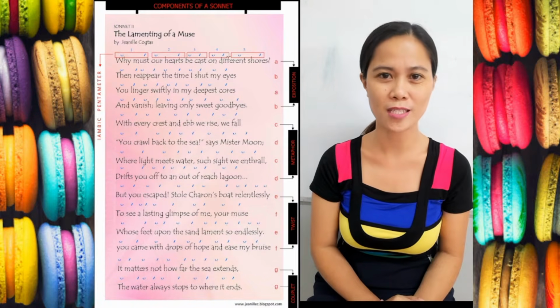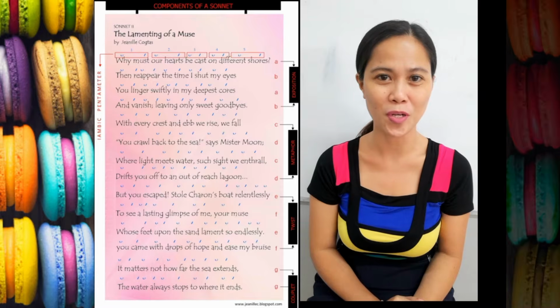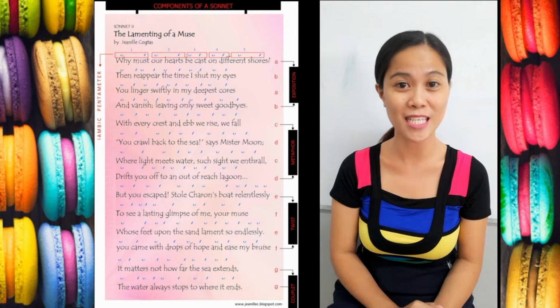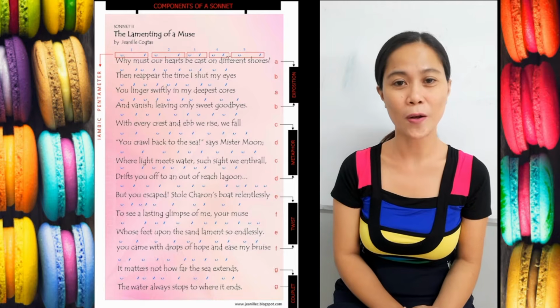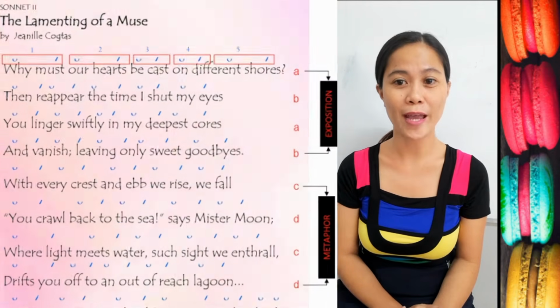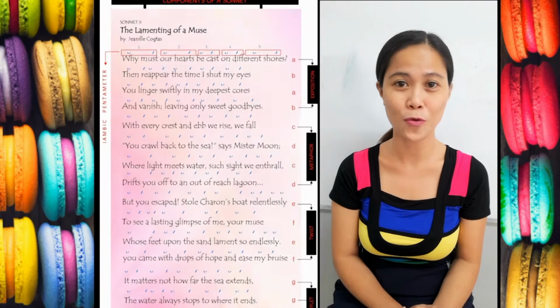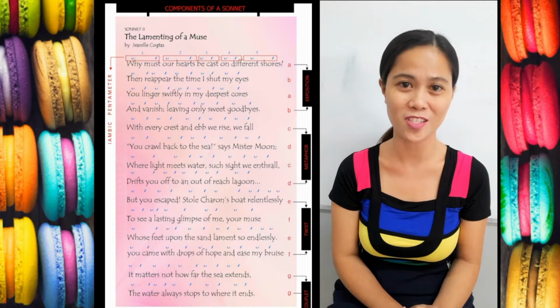So the challenge is, how can you tell me your love story, or what you feel about your situation right now, your relationships, in 14 lines? Okay, so you have your exposition, the metaphor, the twist, and the couplet. Those are the 4 essential components of a Shakespearean sonnet.